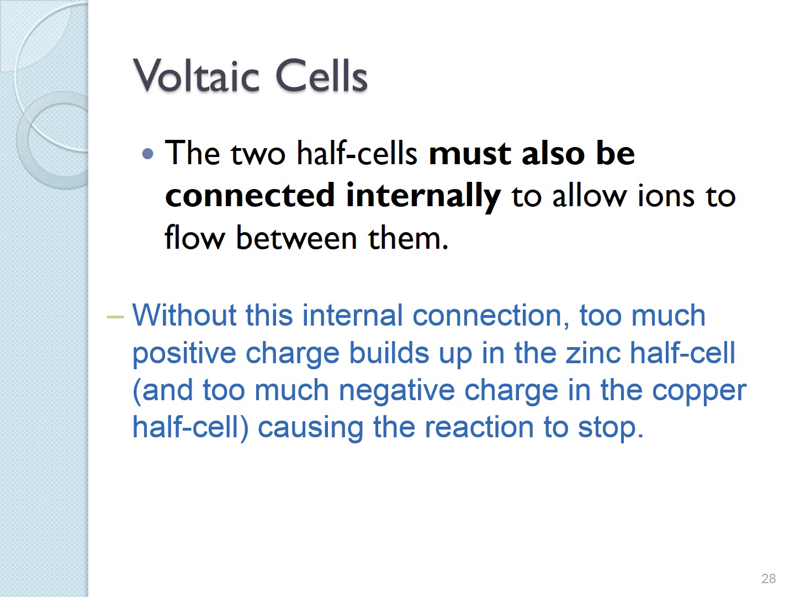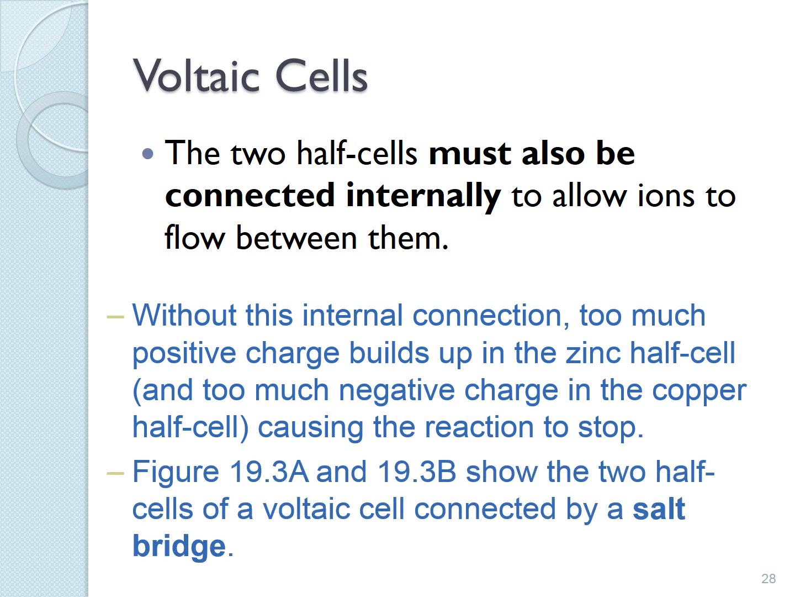They also have to be connected internally to allow ions to flow between them. And this is because we've got negative charge leaving zinc and we have negative charge coming into the copper. So the charge balance is changing between the two. The copper ions are going away, so the right-hand side is becoming more negative, the left-hand side is becoming less negative. And so we have to have a way for charges to balance that out, because otherwise the reaction would stop. So in the next two figures, you'll see that the way that we connect the voltaic cell is through something called a salt bridge.